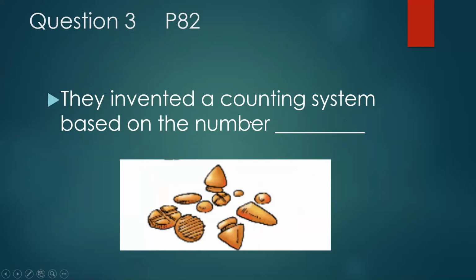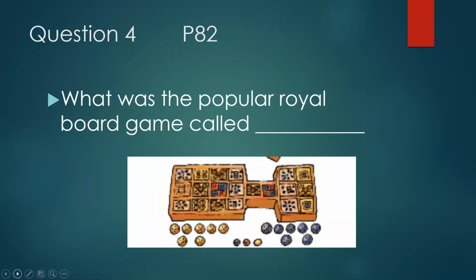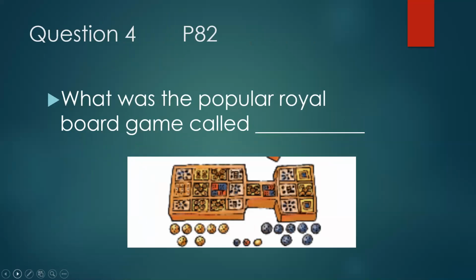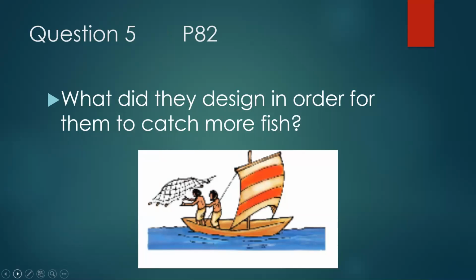Question 3: they invented a counting system based on the number what? That is on page 86. Then, not 86, page 82, I beg your pardon. Then, page 82 once more. What was the popular royal board game called? That is question number 4. You can find that on page 82.